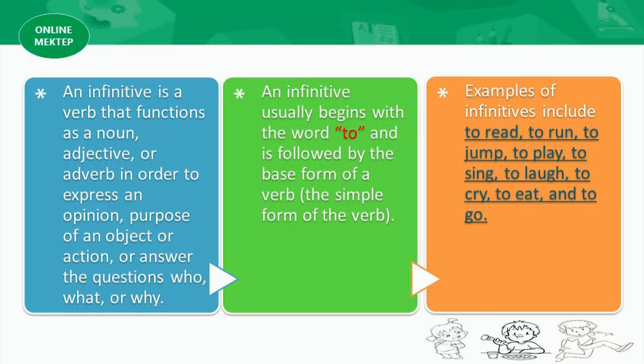An infinitive is a verb that functions as a noun, adjective, or adverb in order to express an opinion, purpose of an object or action, or answer the questions who, what, or why. An infinitive usually begins with the word to and is followed by the base form of verb, the simple form of the verb. Okay, let's look at examples.